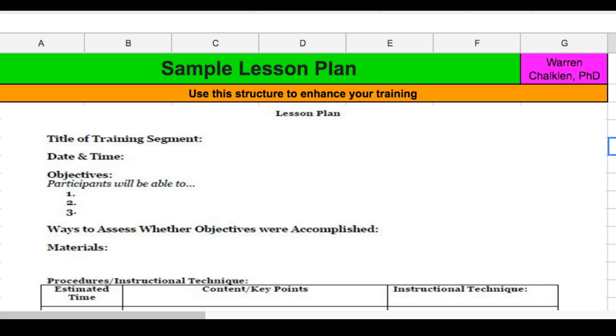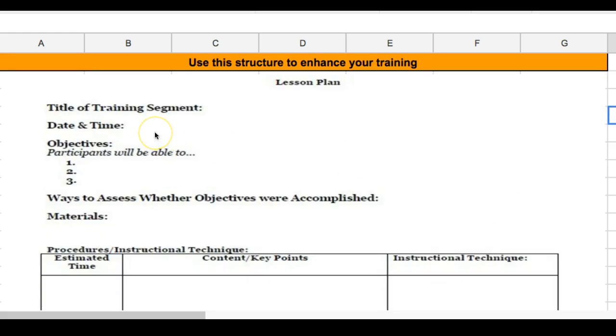And so this lesson plan is not the gospel. Rather, it's a good opportunity to look at what components a good lesson plan has. Okay, let's begin. Number one, all training sessions should have a title.